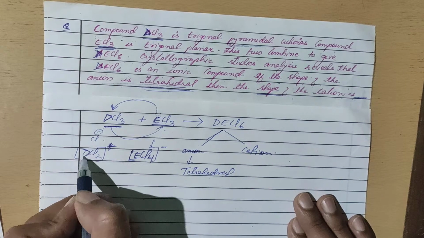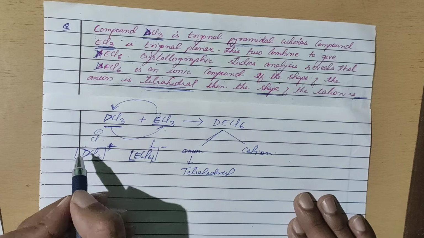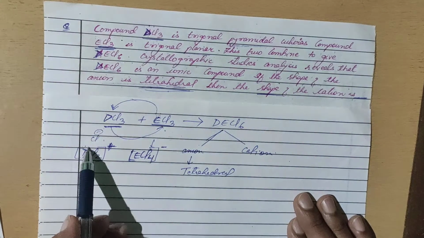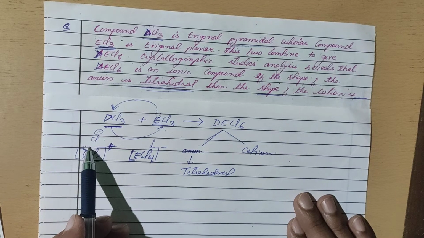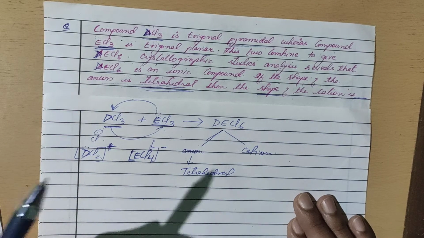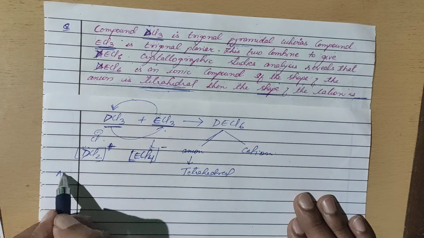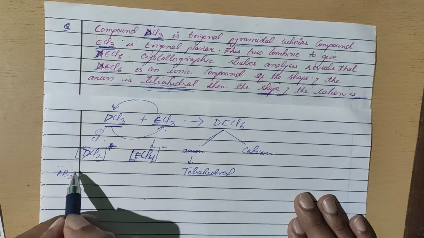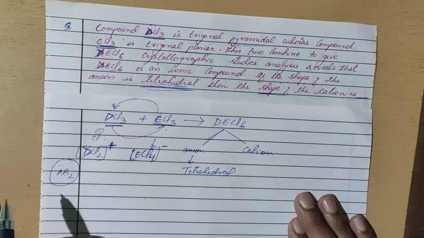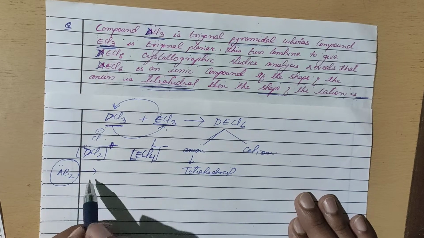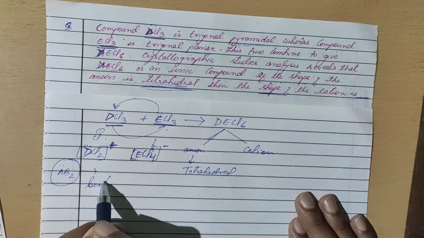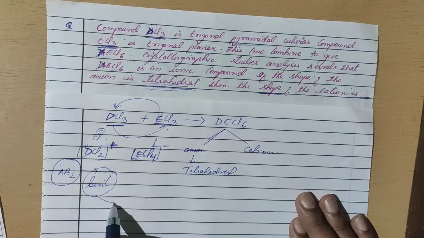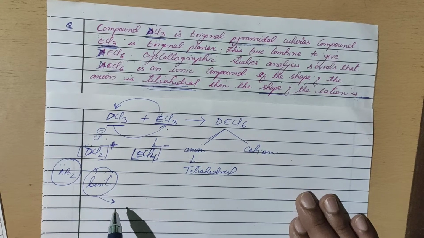And what will be the shape? Now see, D will have a lone pair, because that is what is given: DCl3 is trigonal pyramidal, so it will have a lone pair. So for DCl2, tell me, according to VSEPR theory, what has to be the shape of a compound of the type AB2 with one lone pair on the central atom? It has to be definitely bent shape. So the shape of the cation is bent.